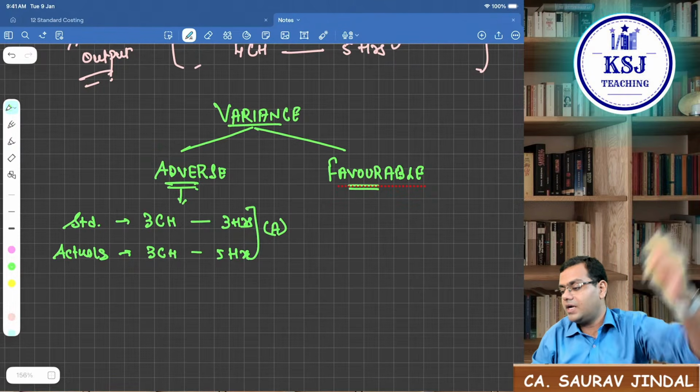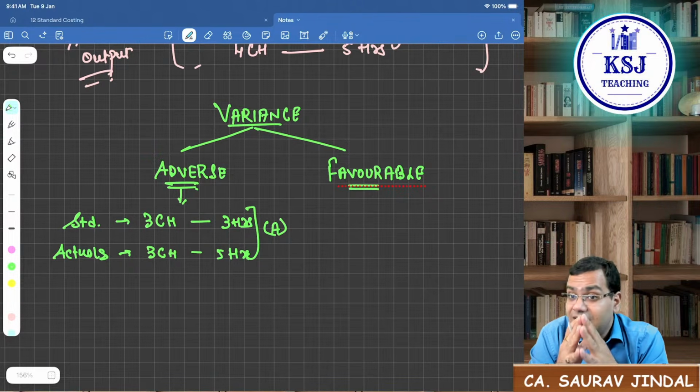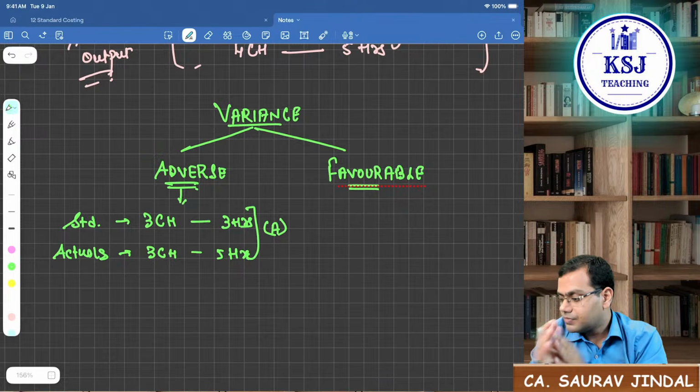If we talk in terms of cost, you thought there will be a cost of 10,000, but your actual cost is 15,000. So whether it is good or bad, it is not good, right? So here we will call it an adverse variance, right?